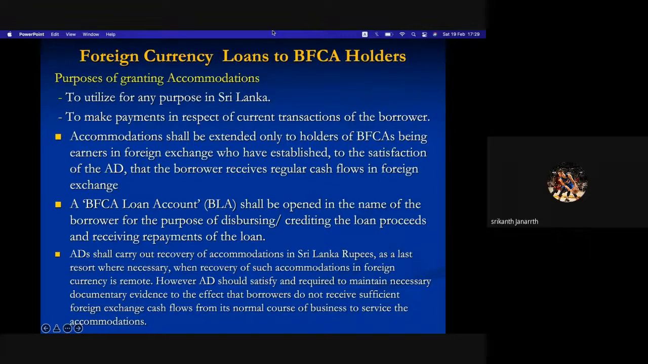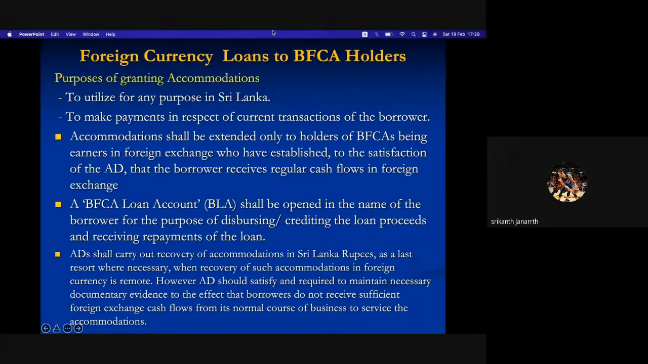What is that level? Where necessary, when the recovery of such accommodation in foreign currency is remote, the situation could happen this way. Let's say due to COVID, some people have borrowed foreign currency and they are unable to export. They lost the export market. The country that purchased those commodities is not purchasing anymore, or there is a delay in payment. So he is unable to repay the loan in foreign currency. The loan is in dollars. He has done the export, but unfortunately the money has not come.